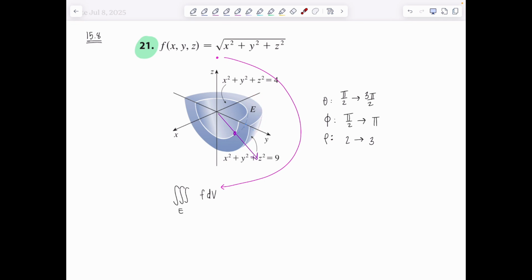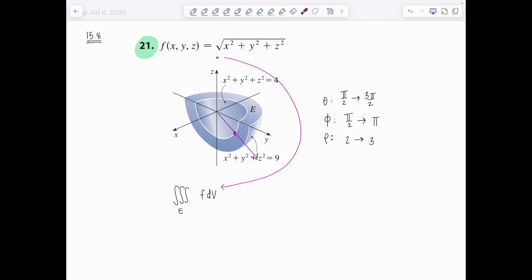So what you said about pi over 2 to just pi, not 3 pi over 2, is because our theta handles it. Yes. So phi always is between 0 and pi. Write that down. It won't go to 2 pi. Only theta goes to 2 pi.